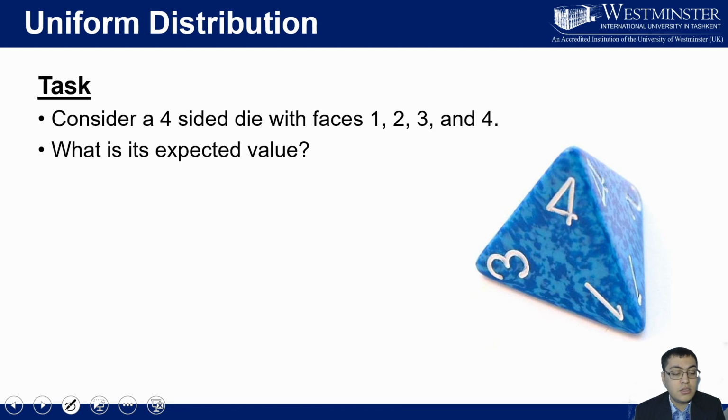So right here, you have a task to do for yourself. Consider a 4-sided die. Usually a die would be 6-sided, but let's say this one has 4 sides. I want you to stop this video right now and calculate what the expected value from throwing such a die would be.